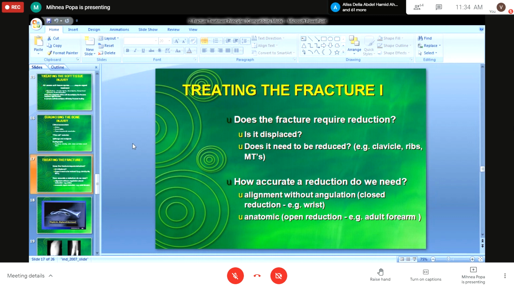But if a fracture, for example, is in the diaphyseal region with a centromedullary nailing, we will do an alignment, but without perfect anatomical reduction. It's just important to keep the length correctly and the rotation correctly, but it doesn't have to be perfectly bone to bone.